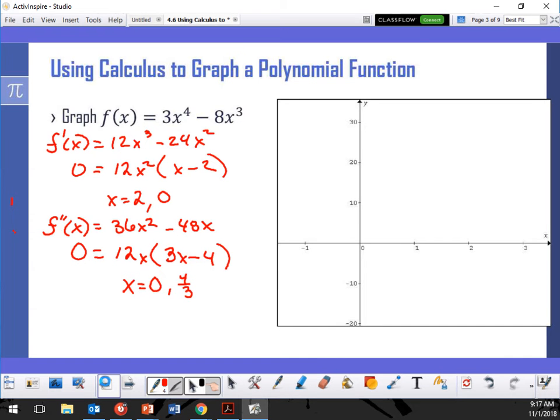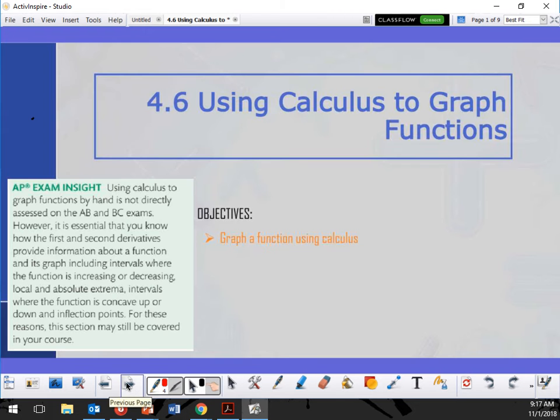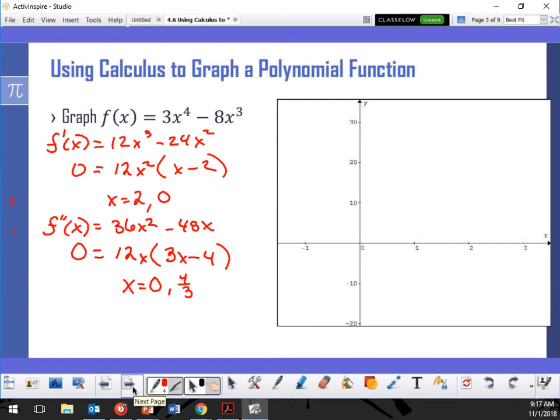Okay, so what else? Let's go back to the checklist. Asymptotes and end behavior, find the domain, any intercepts. Okay, we could do that too. Intercepts. What does an intercept do for me? So to get an intercept, I do what? Set y equal to 0, right? So I'm going to set y equal to 0. And what else could I do?